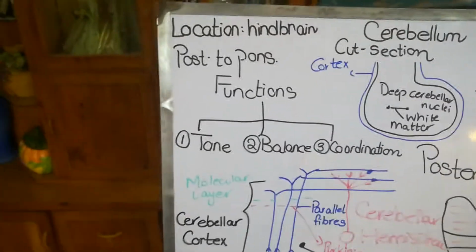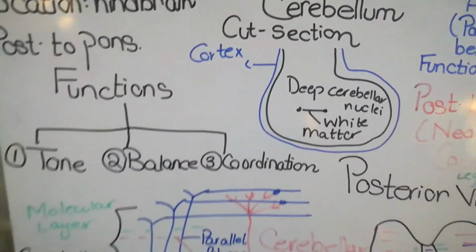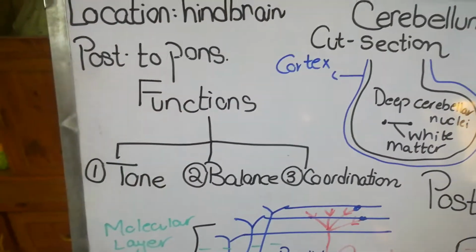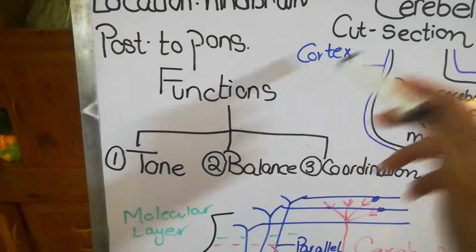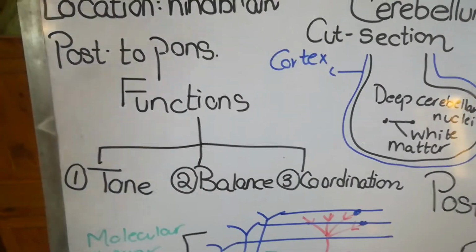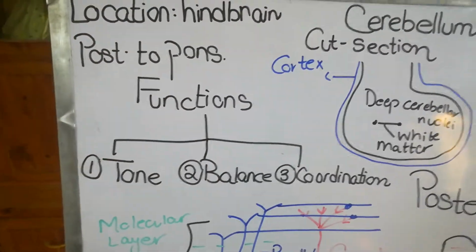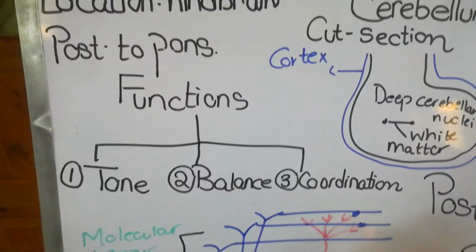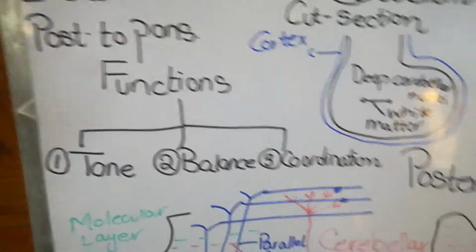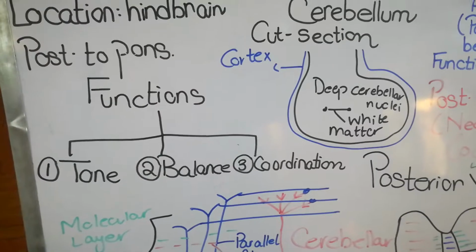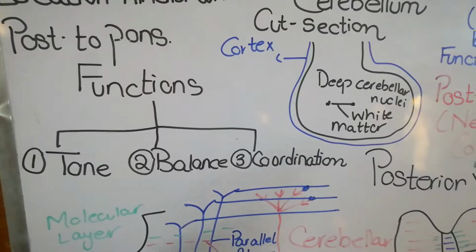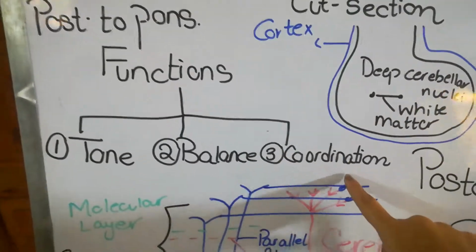Now what is the function? What is so important in the cerebellum? The three basic functions that all medical students want to know about the cerebellum are that it helps in the tone of the muscle, how strongly the muscles should contract or relax. Second, you have balance. If you have to contract your forearm, then the biceps muscles have to contract and they will have to relax the triceps muscle. So that is balance. Number 3 is coordination.